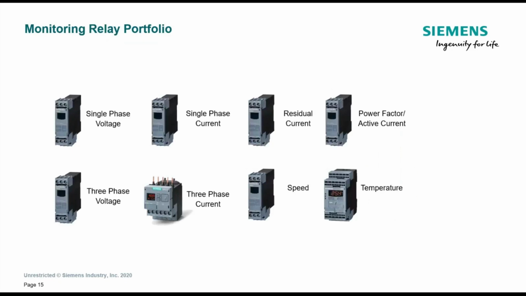So now let's focus a little bit into the monitoring relay portfolio itself. As you can see, we have 8 different flavors of monitoring relays available that all have IO-Link technology embedded in them. From single phase or 3-phase voltage to single or 3-phase current, residual current, speed or RPM monitoring relay, power factor or active current, and lastly, temperature.